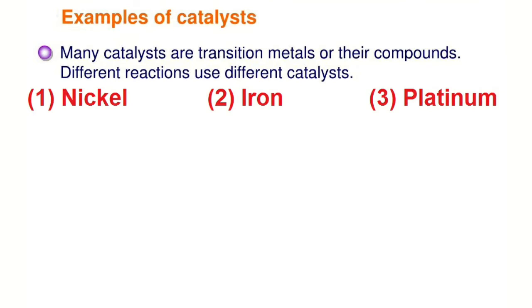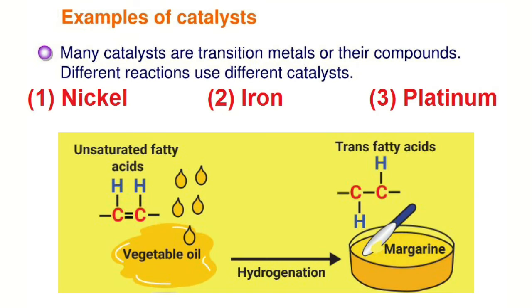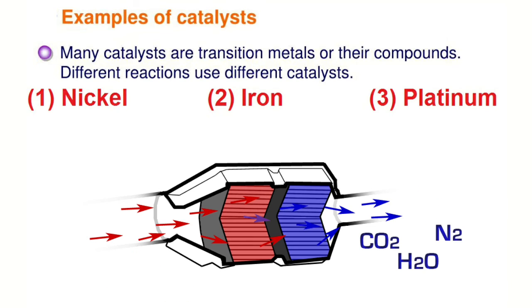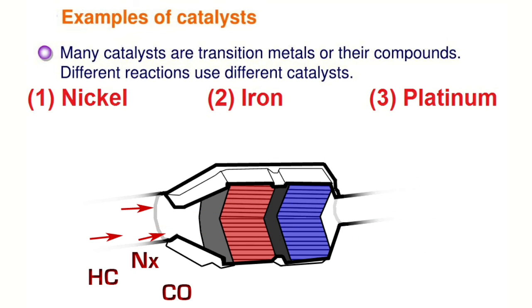Examples of catalysts. Many catalysts are transition metals or their compounds. Different reactions use different catalysts. For example, nickel is a catalyst in the production of margarine. Iron is a catalyst in the production of ammonia from nitrogen and hydrogen. Platinum is a catalyst in the catalytic converter of car exhaust. It catalyzes the conversion of carbon monoxide and nitrogen oxide into the less polluting carbon dioxide and nitrogen oxides.